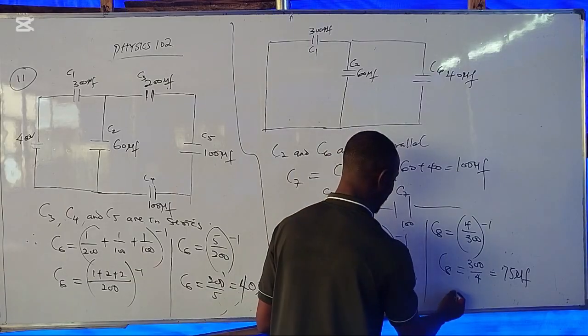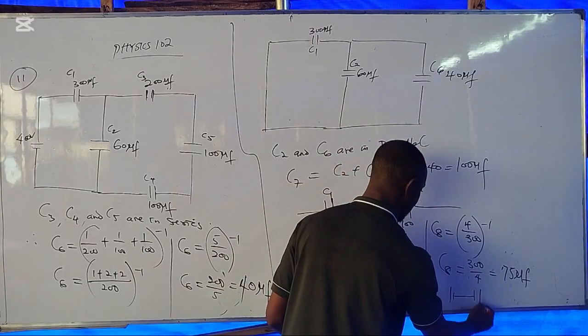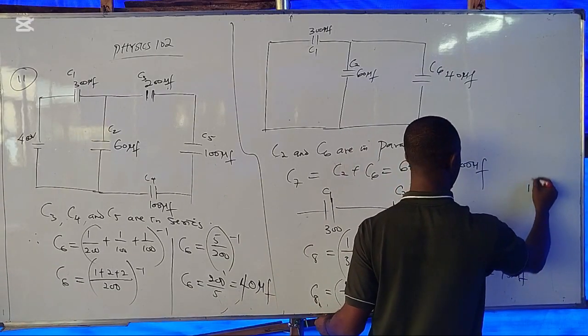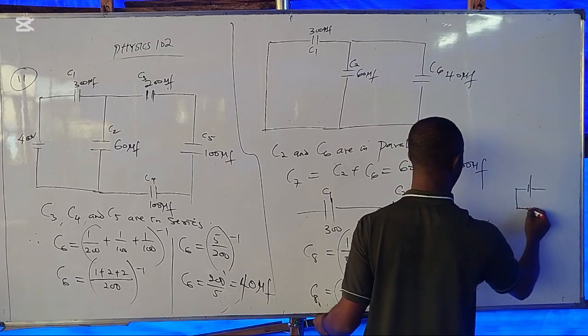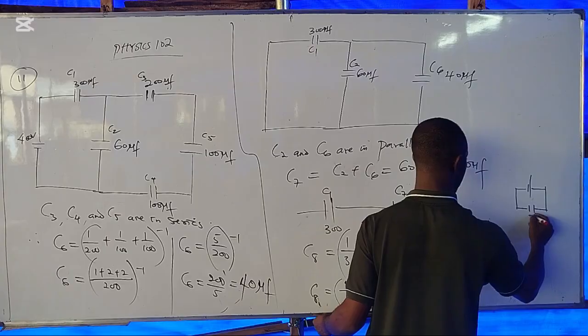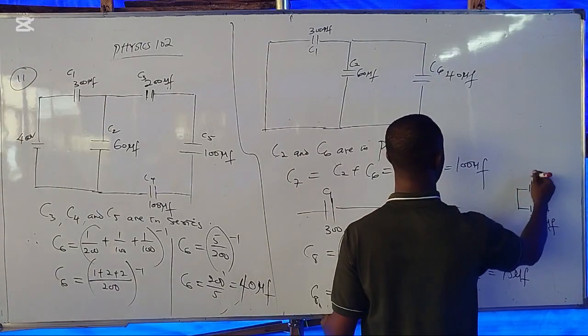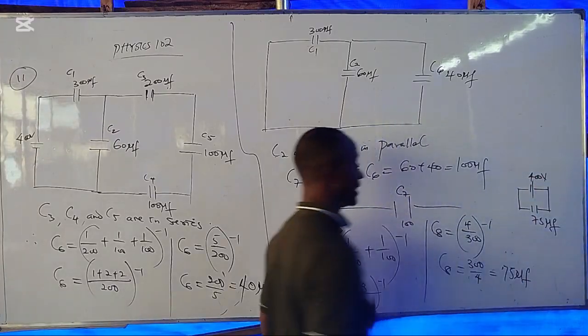So that means that we have our cell connected to a single capacitor. We have our cell connected to a single capacitor, which is 75 microfarad, right? What is the cell? 400 volts, right?